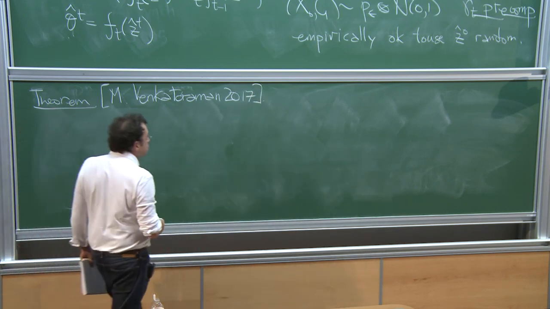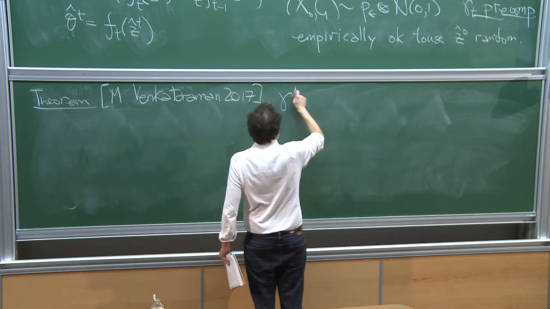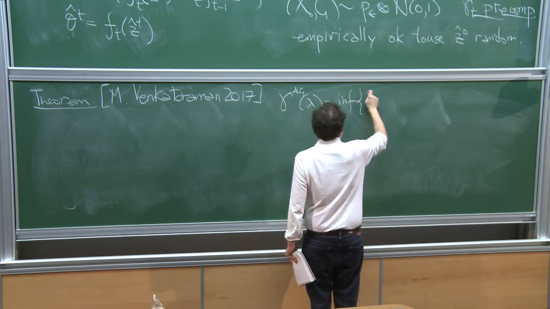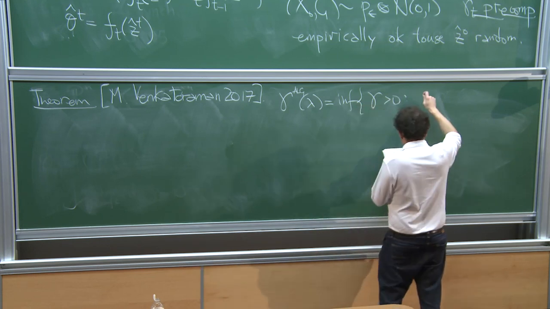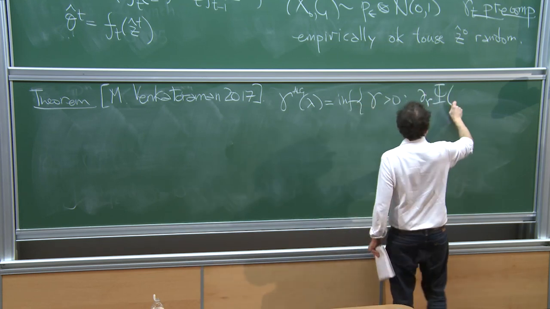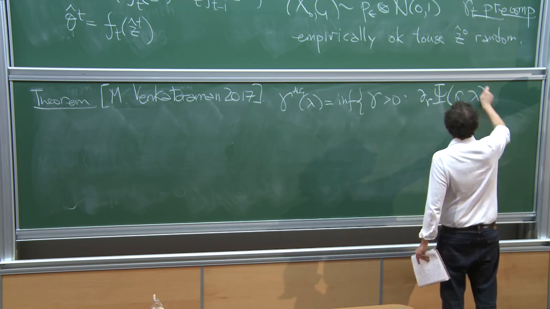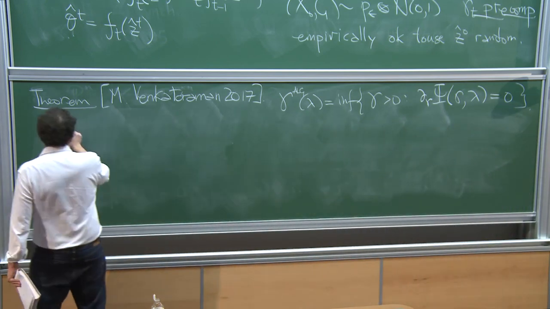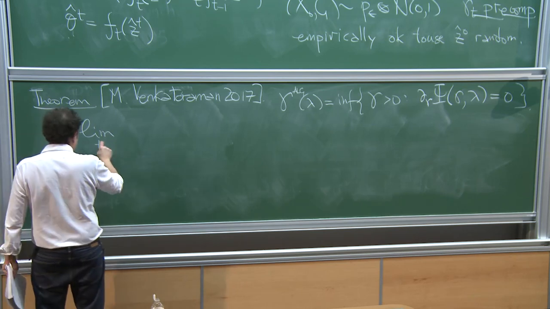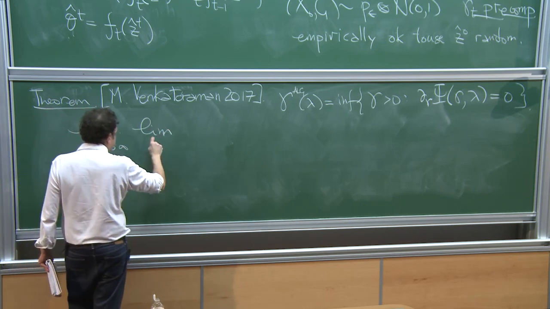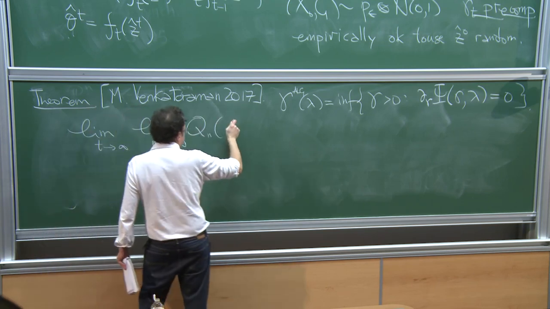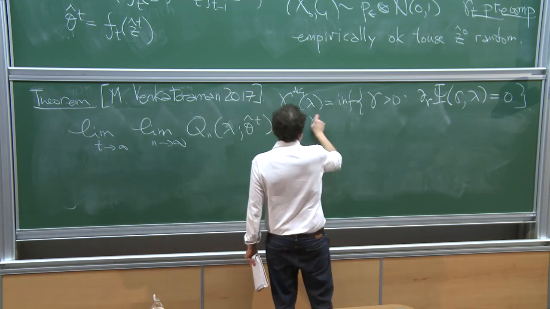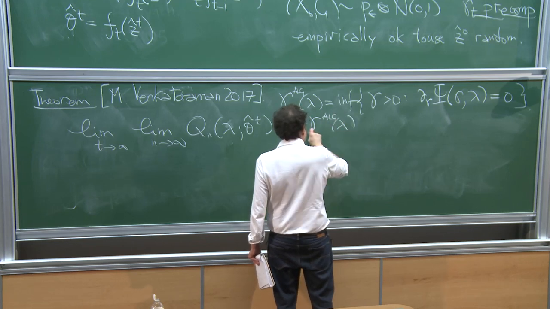Okay, so what we do is the following. Define the algorithmic gamma to be the infimum of gamma positive such that the derivative with respect to gamma of this psi vanishes, so the first critical point starting from the left of this function. And then what we proved is that, in the limit of the number of iterations going to infinity, n going to infinity, the q_n at lambda for this estimator theta hat t is equal to gamma_alg(lambda).